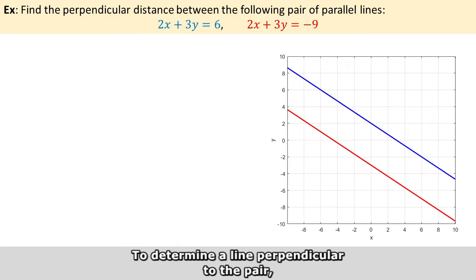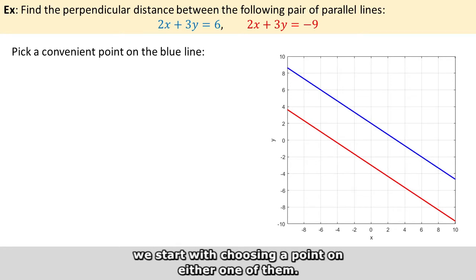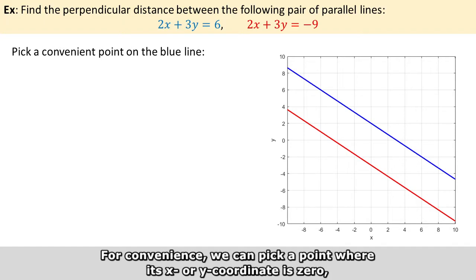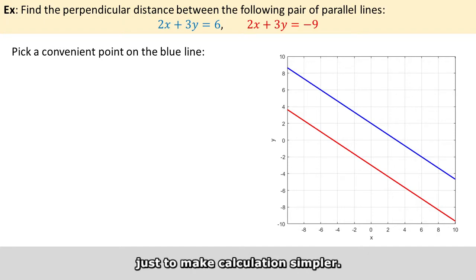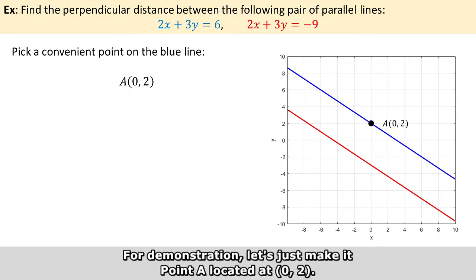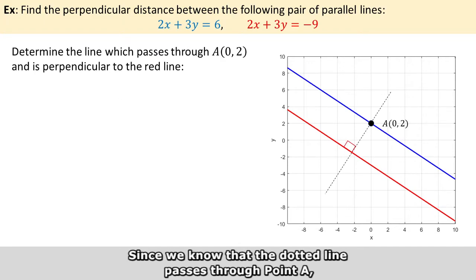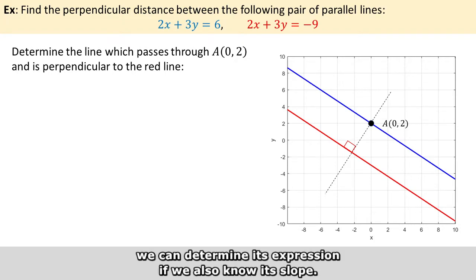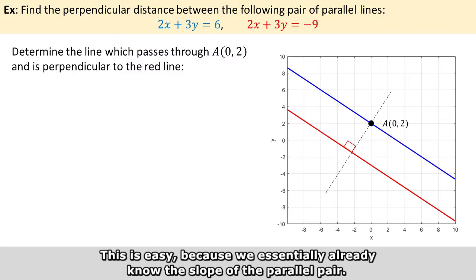To determine a line perpendicular to the pair, we start by choosing a point on either one of them. For convenience, we can pick a point where its x or y coordinate is 0, just to make calculation simpler. For demonstration, let's just make a point A located at 0, 2. Since we already know that the dotted line passes through point A, we can determine its expression if we also know its slope. This is easy because we essentially already know the slope of the parallel pair.